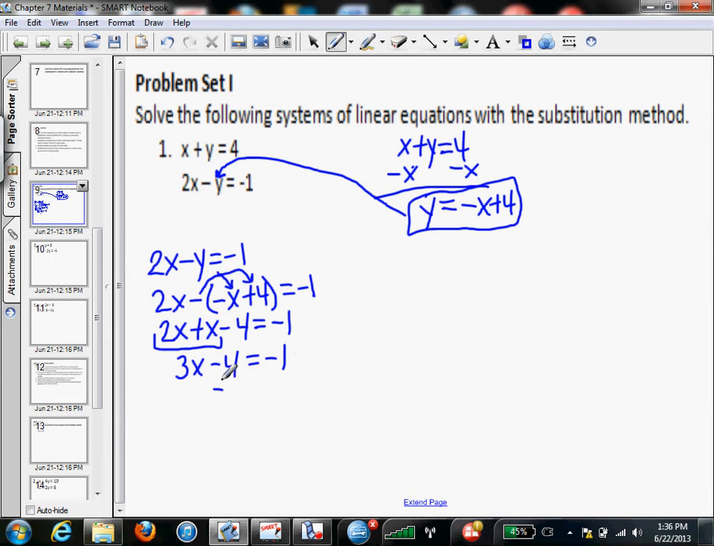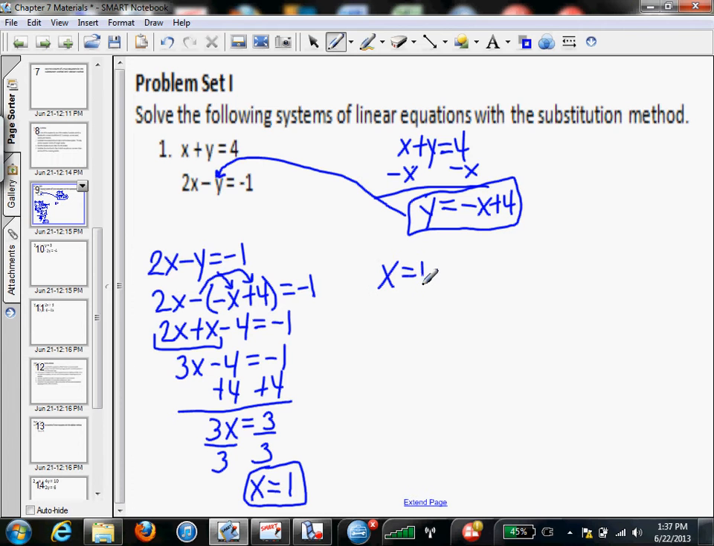To get 3x by itself, let's add 4 on both sides. So we have 3x equals, if we look, -1 plus 4 is 3. Finally, to get x by itself, divide by 3 on both sides, and you have x equals 3 divided by 3, or just 1. So now that we have a solution for one of the variables, let's take what we just found and plug it into what we solved for originally.